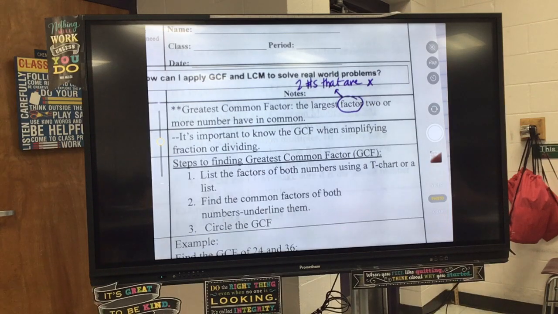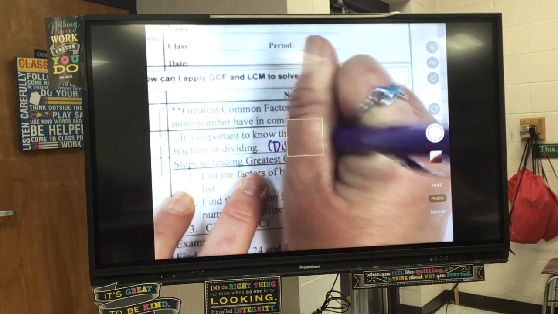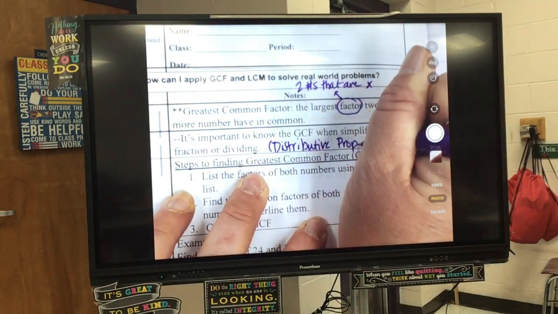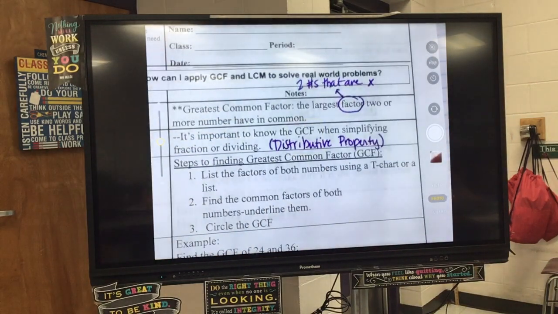It is important to know the GCF when simplifying fractions or dividing. So again, these are very important things. You also use it with distributive property. Finding a number that goes into both of the numbers or all three of the numbers on the inside of your parentheses, that's also when you use GCF.